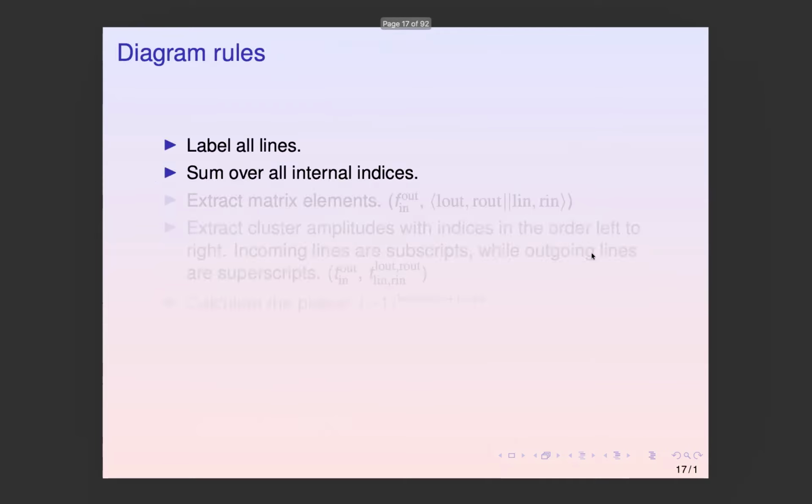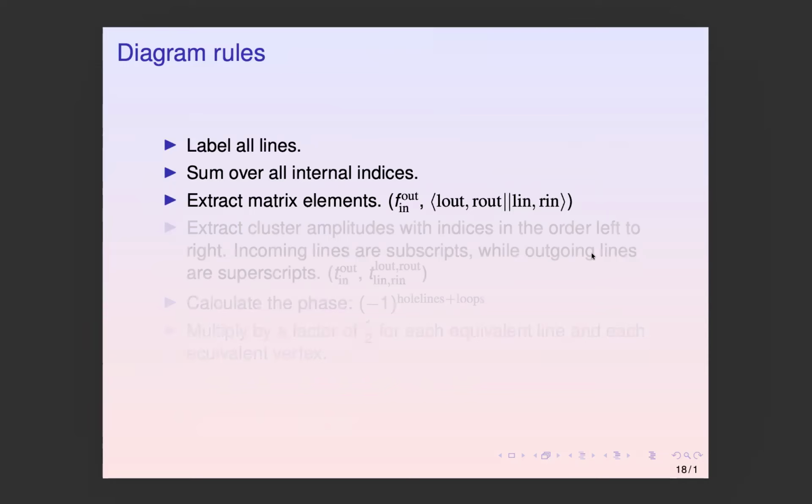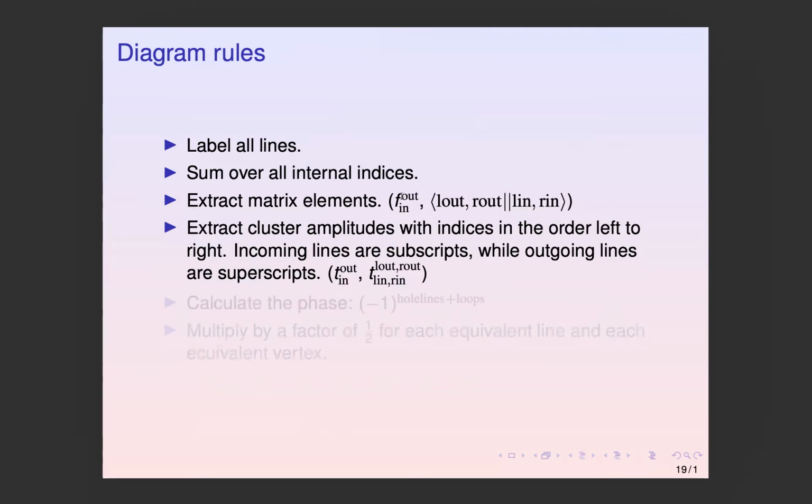So when you then look at the diagram rules, we label all lines, and sum over all internal indices, which means all internal particle and hole lines between vertices. You extract the matrix elements: out, in, and then left out, right in, out, left in, right in. And then you extract the coupled cluster, or the cluster amplitudes, with indices in the order left to right, like you do with interactions. So you have out and in, left out, right out, left in, right in. Then you calculate the phase factor. And now in this case, there is no energy denominator because the energy denominator is actually included in the amplitudes.